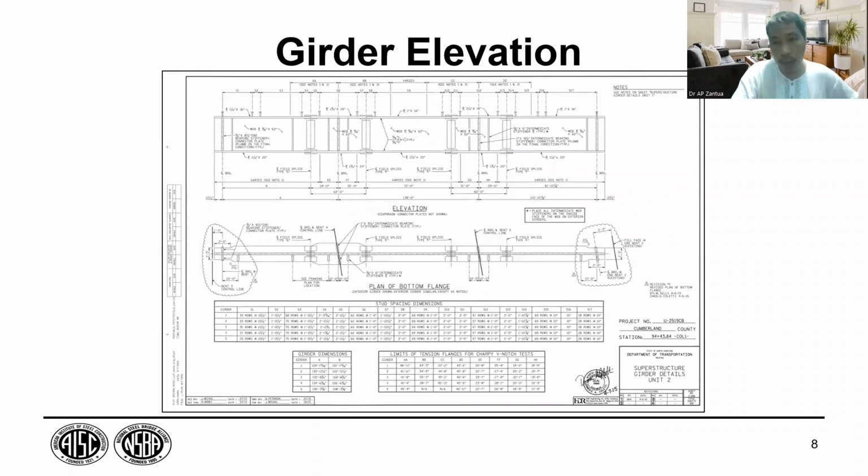So number 5, girder elevation drawing. The girder elevation drawing looks like this. Elevation meaning side view. So, side view of the girder.